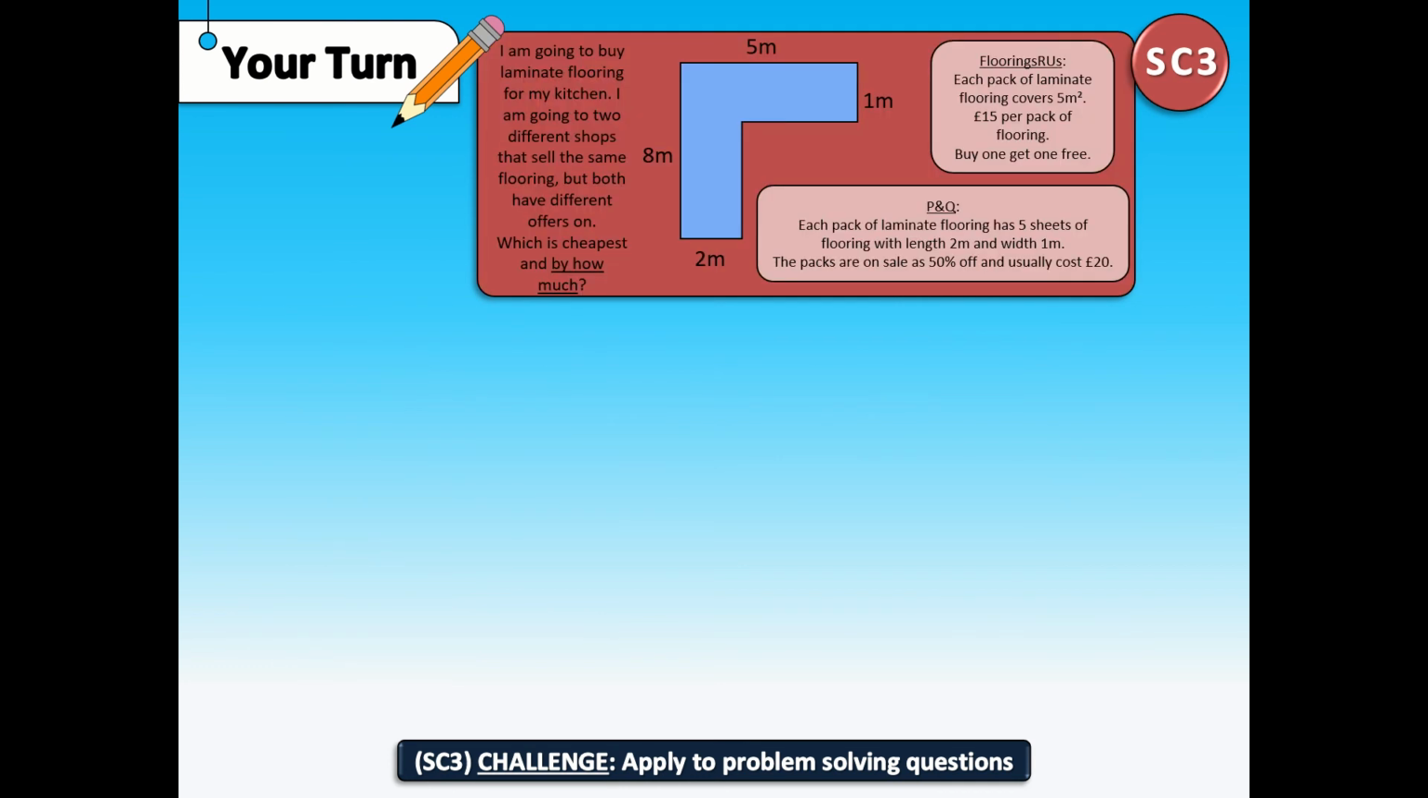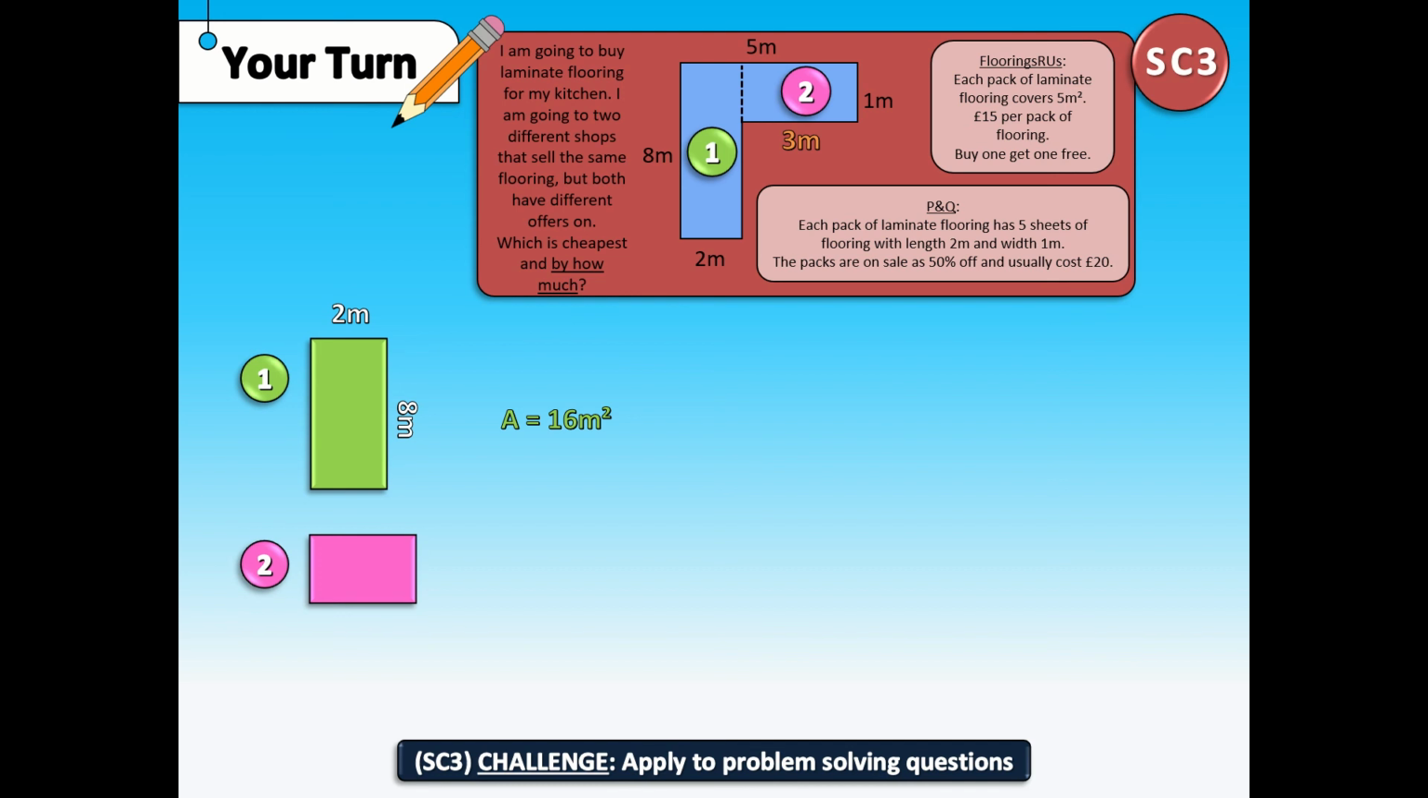For the red question, we can split this shape up into 2 rectangles and work out the area of each rectangle. So the first rectangle is 2 meters by 8 meters, so that's an area of 16 square meters. And the second rectangle is 3 meters by 1 meter, so that's an area of 3 square meters. So the total area is 19 square meters.